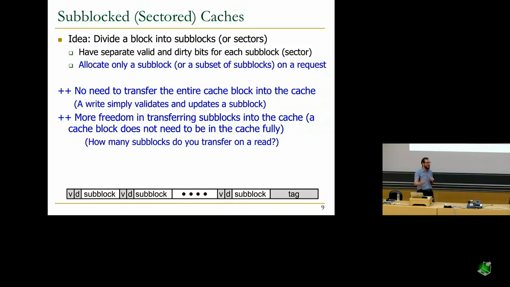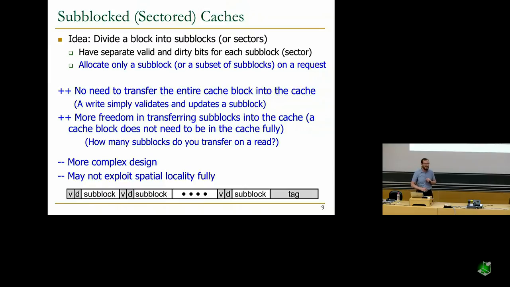But the downside, of course, is always more complexity in design, right? If you look at this, you didn't increase the size of the tag, but you added valid and dirty bits per subblock. So if you have 16 subblocks over here, you have 32 valid bits and 32 dirty bits, as opposed to having only 2 bits per block, right? So it's expensive. But the benefits may outweigh the expense.